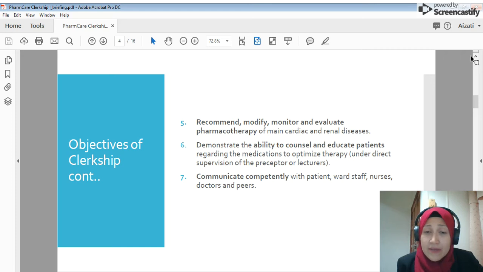Number 5 is to recommend, modify, monitor, or evaluate pharmacotherapy of the cases. And number 6 is to demonstrate the ability to counsel and educate patients regarding medication to optimize the therapy.